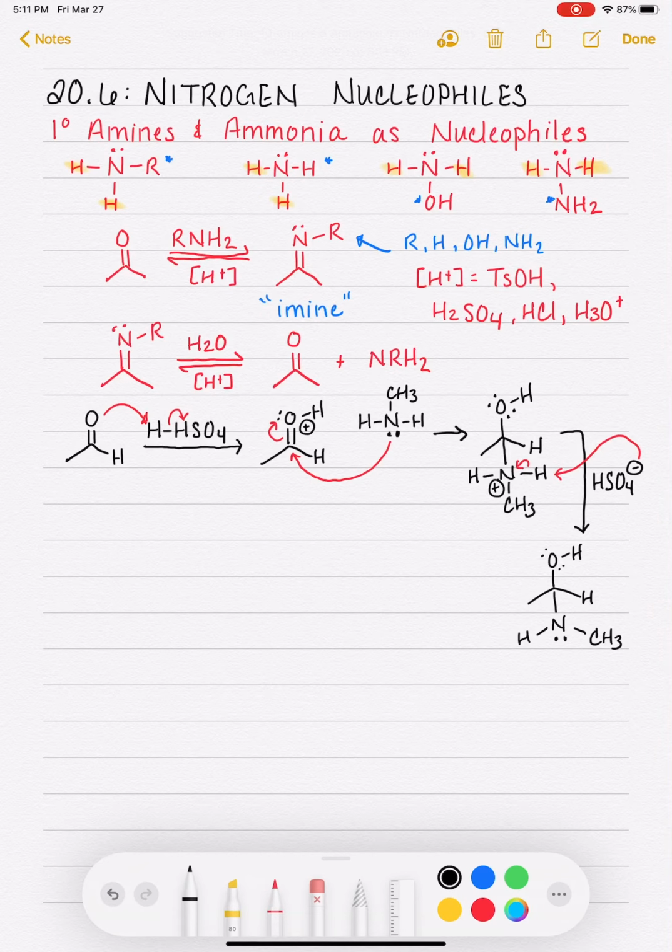Except now we have this problem in this last step. We recreated our acid. When we used HSO4- to grab that proton off the nitrogen, we recreated, in this case, H2SO4. And anytime you have an oxygen in the presence of an acid, that oxygen is going to get protonated. Now you might be asking yourself, why is the oxygen doing the protonation? Why isn't the nitrogen getting protonated instead? And the nitrogen is getting protonated. Some of the nitrogens are getting protonated.